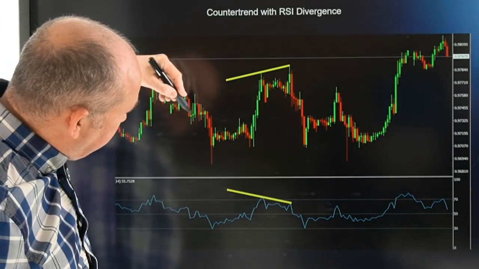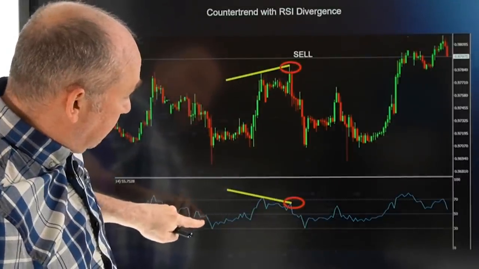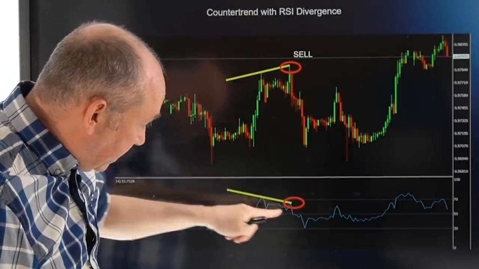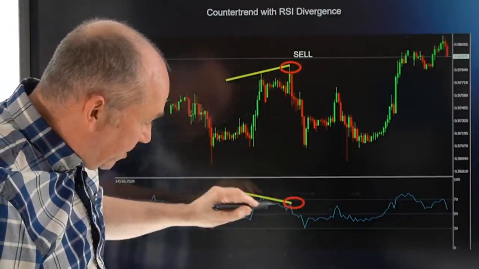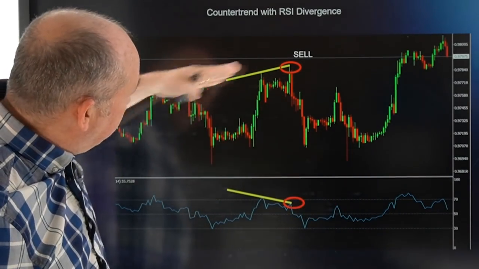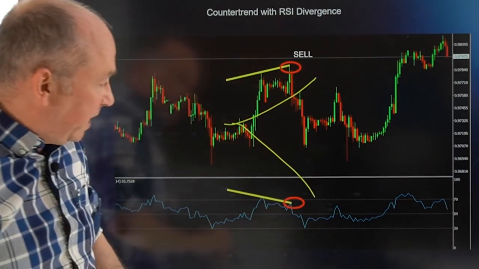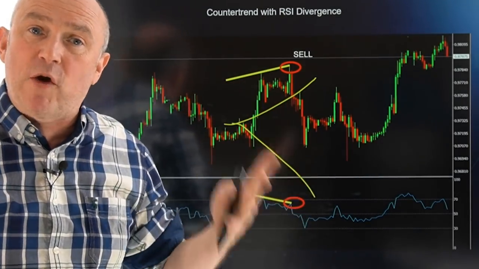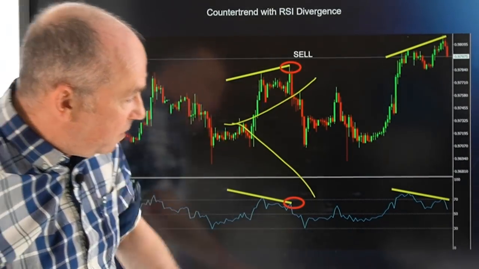You see here, the price is moving up. We've created a series of higher highs and higher lows with this yellow line here. But look at the RSI indicator. The RSI indicator is actually creating a lower high. So the RSI indicator is going down and the price action is going up. That shows you that these lines are diverging away from each other. They are often used to predict turning points, counter trend moves, when you see the RSI indicator diverge away from price. There's another one over here as well.